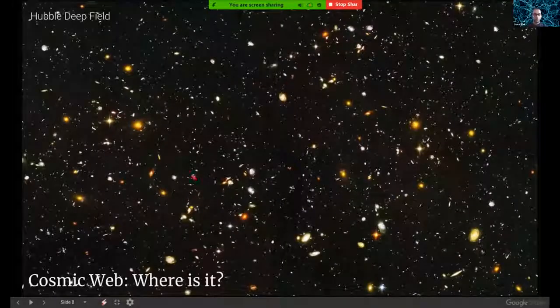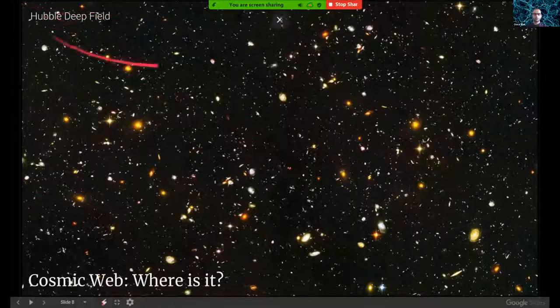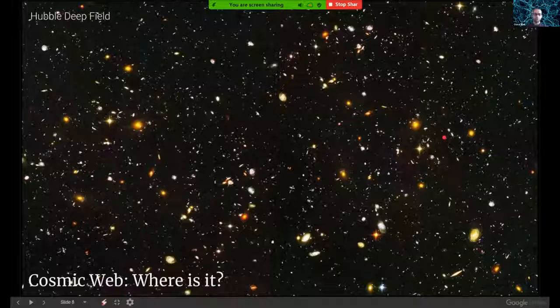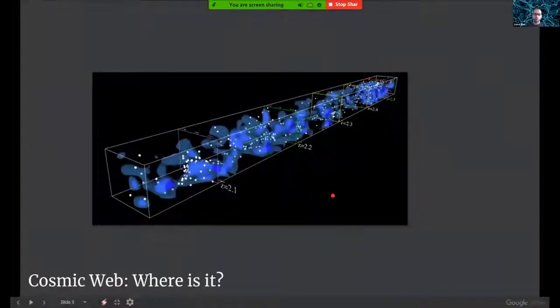Why are we doing this? Well, this is a picture from the Hubble Deep Field. This is a very high level zoom of the universe, and we can see individual galaxies just being happy, sloshing in space, and we don't see any spider webs. We don't see any cosmic web. So why is this? We know it exists, but where is it?